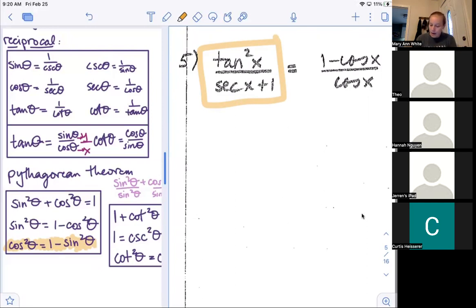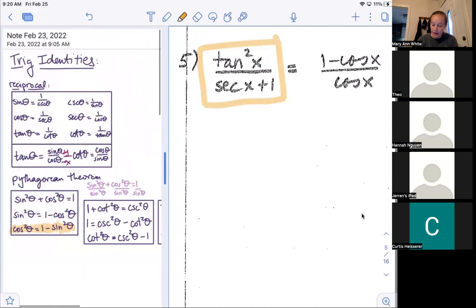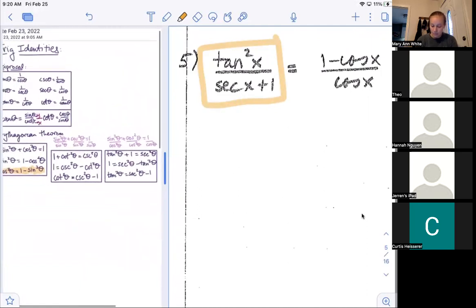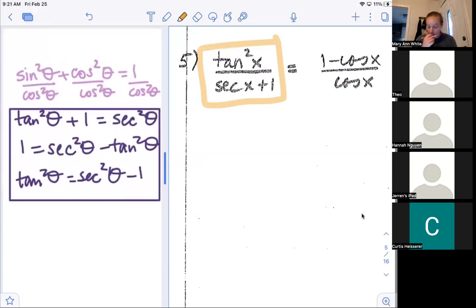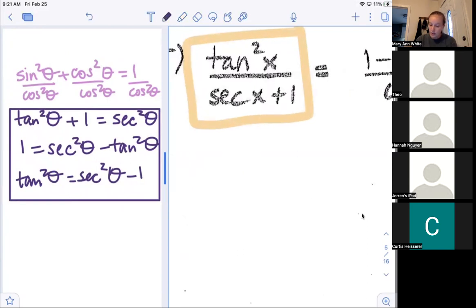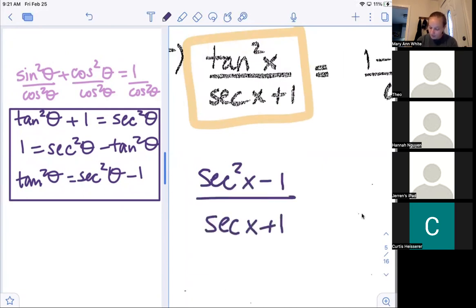Okay, so I'm going to ask, what do we see first? Do we see anything I can replace or simplify? Tan squared is the same as secant squared minus 1. Awesome. And that's going to be helpful because I have just a secant plus 1 on the bottom, and I think that we're going to be able to use that. So I'm going to replace tan squared with secant squared minus 1 all over secant x plus 1.